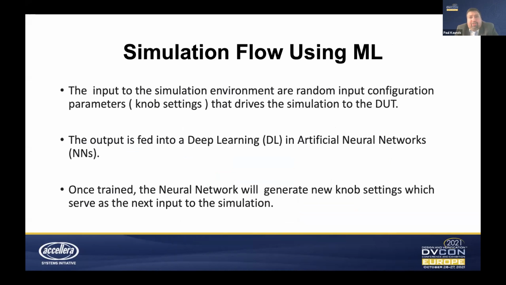So, simulation flow using machine learning. The input to the simulation environment is a random input configuration, as we know normally. If you have a certain amount of ML, then what happens? We know what is happening in the output in the functional coverage model, and then we can feed it back and ensure that this will not repeat.